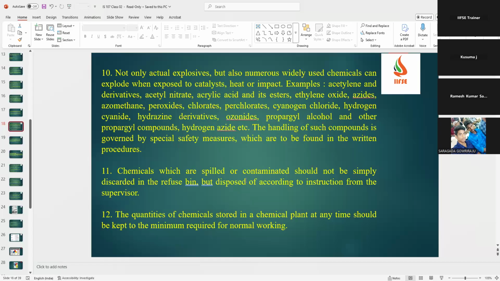So chemicals which are spilled or contaminated should not be simply discarded in the refuse bin, but disposed of according to the instructions from the supervisor. So here I would like to add one more point. Not only the supervisor, we have to decide. Yesterday we saw in the disposal section of the MSDS that whatever chemical you are discarding or disposing, you have to define whether it is hazardous or non-hazardous. When you categorize it as hazardous, you have to treat the chemical as hazardous. You have to send it to the authorized recyclers.